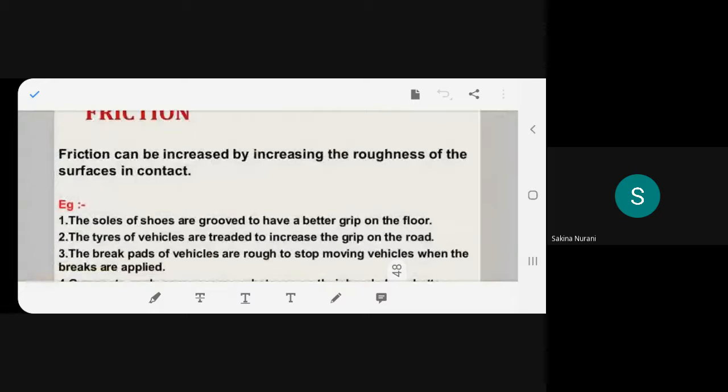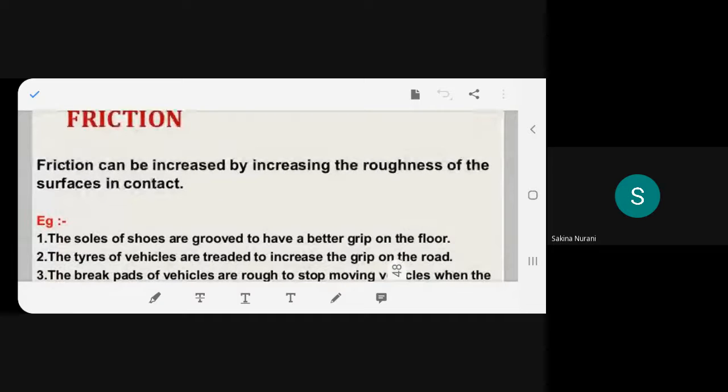Now, how can we increase the friction? Let me explain better. How can we increase the friction? When we increase the roughness. If the surface is smooth, the friction is less and we fall. So, not to fall, we will increase the friction, or we will increase the roughness of the floor. What do you say? Yes. We will not fall. Simple.